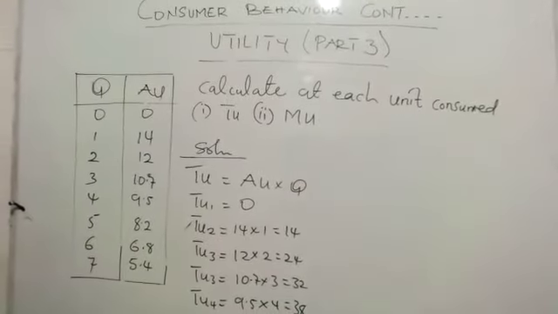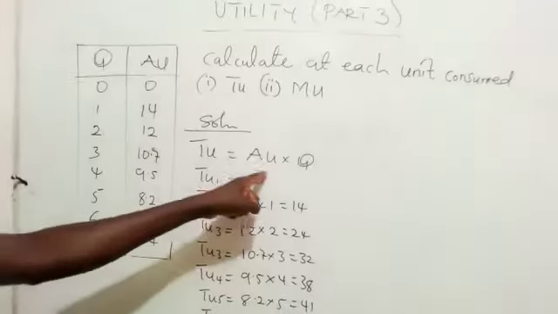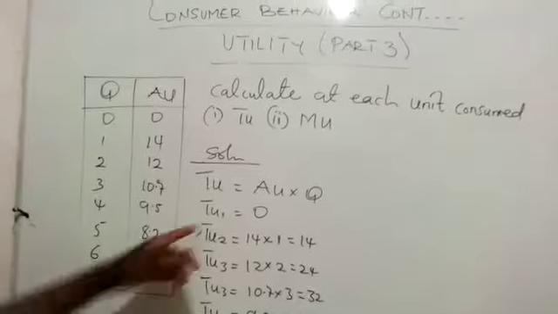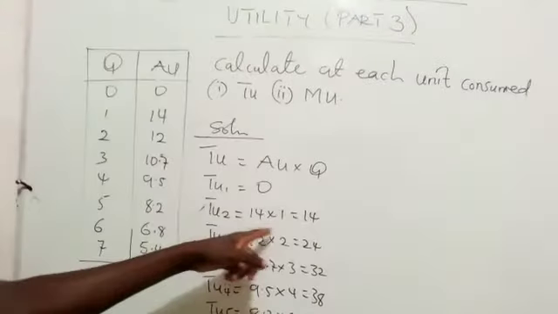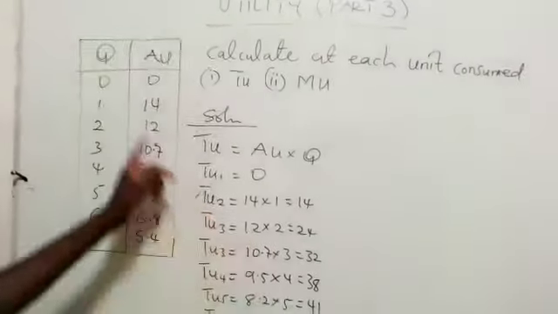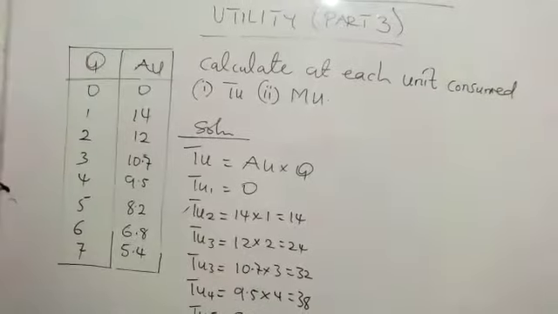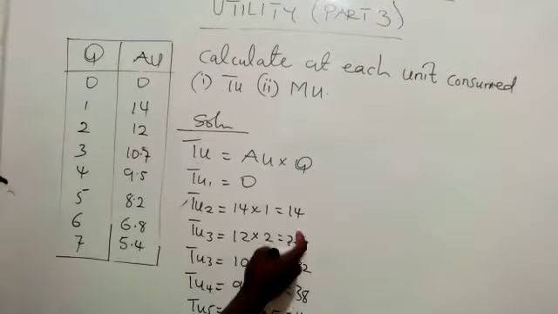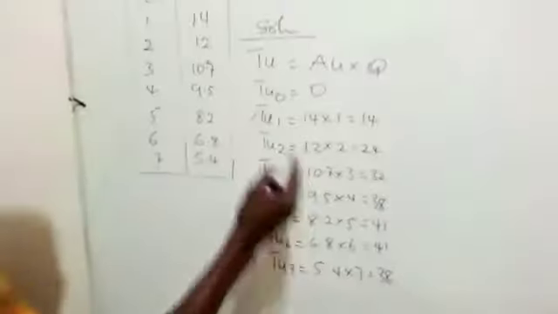Okay, so the solution is here. TU equals AU times quantity. So the first one, 0 times 0 is 0. The second one, 14 times 1 gives us 14. 12 times 2 gives us 24. The next one, let's give us the fourth one, I think 3. Okay.